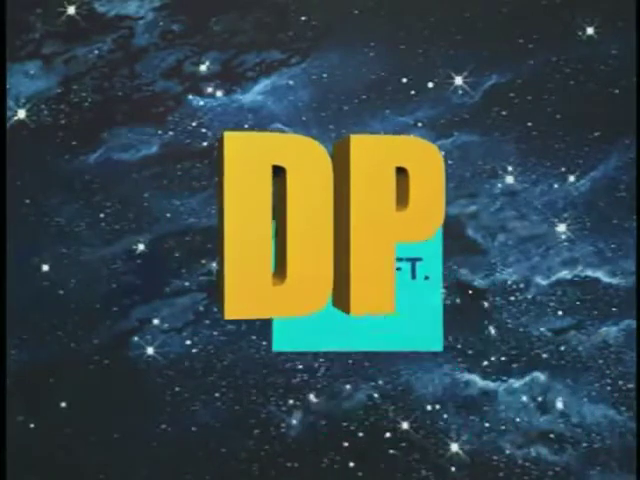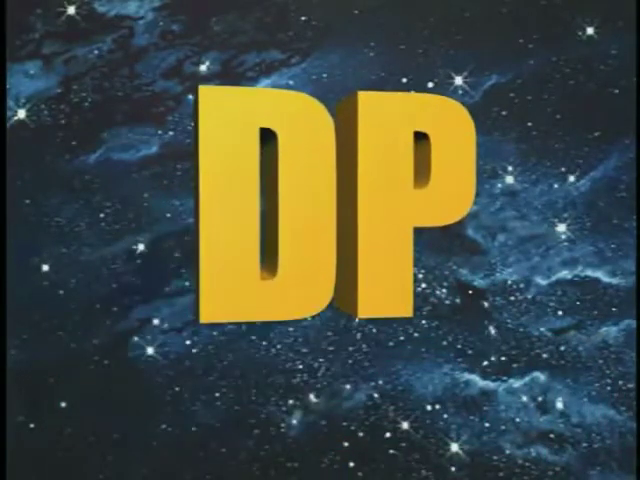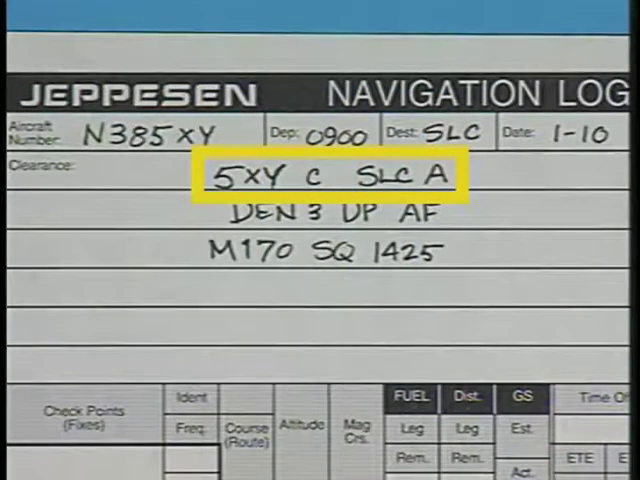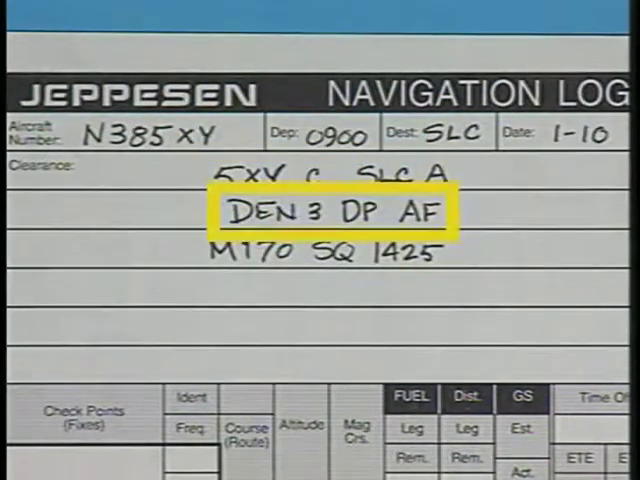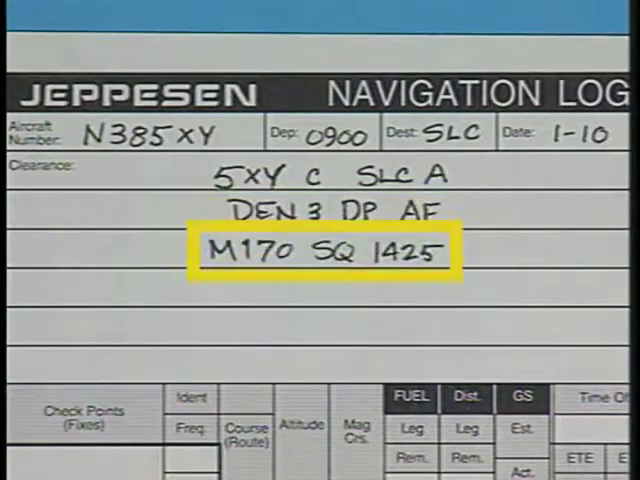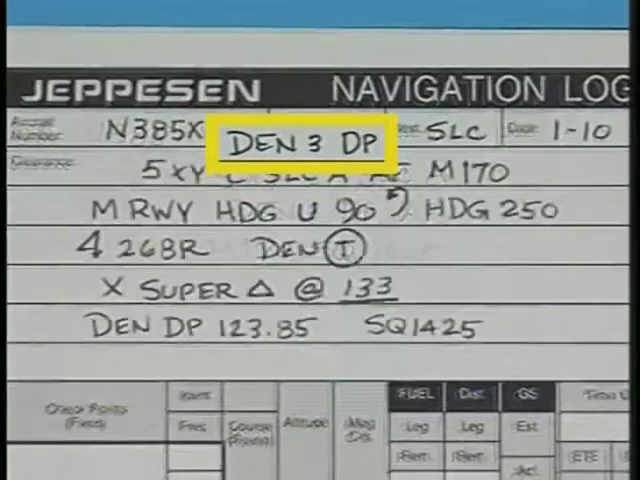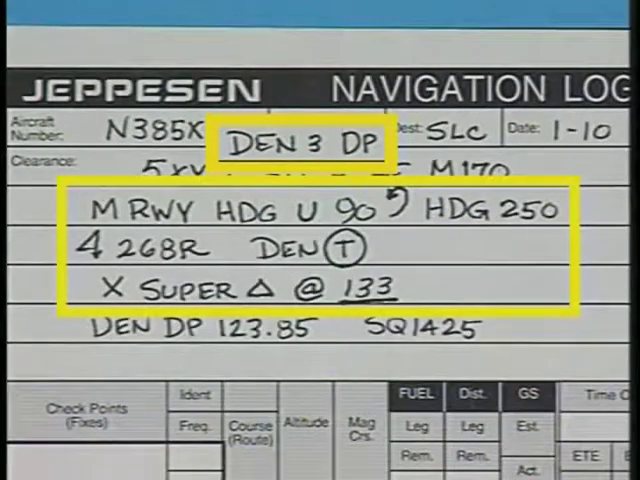This is what the clearance might sound like if you received it with an instrument departure procedure. Cessna 385 X-Ray Yankee cleared to the Salt Lake City Airport, Denver 3 departure then as filed. Maintain 17,000, squawk 1425.